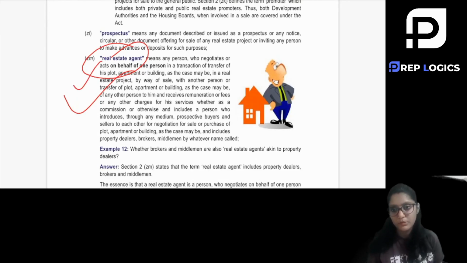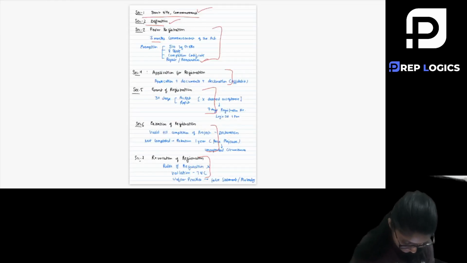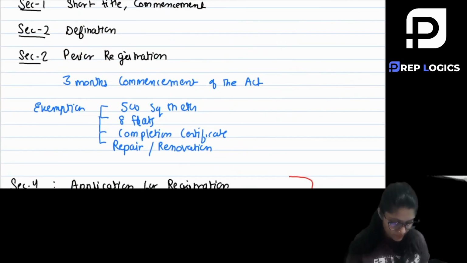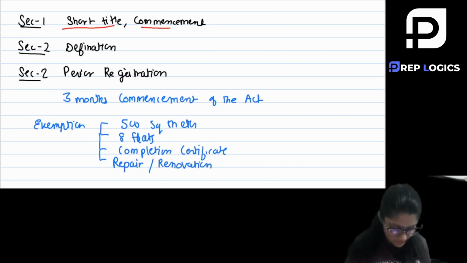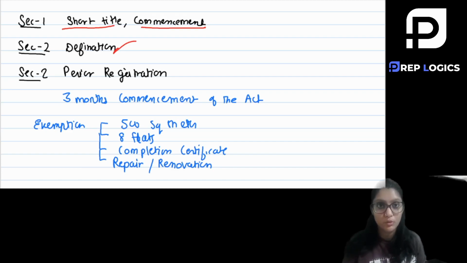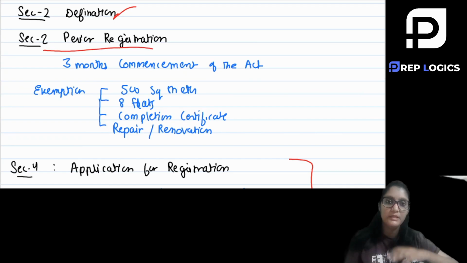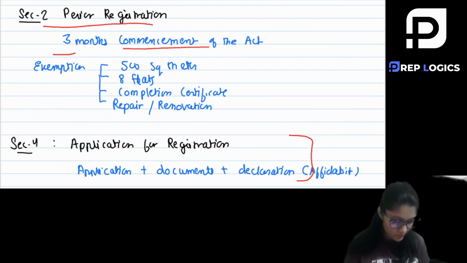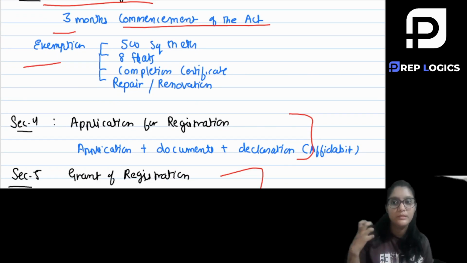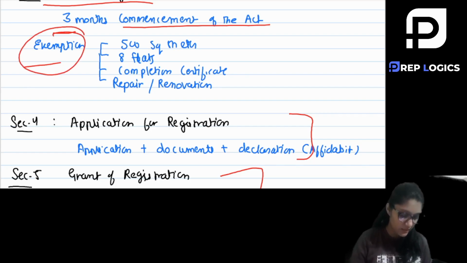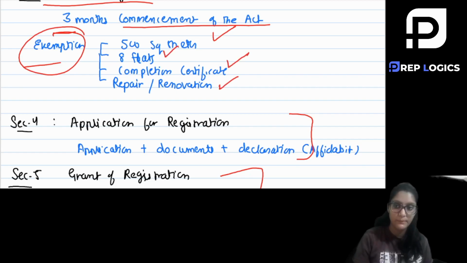Real estate agent, I have already told you, these are the middlemen. Now let us come over the main sections. Short title and commencement, I have already told you. Short title, the RERA Act, commencement of 1st May 2016. Definitions, we have already covered the important definitions that you needed to know for the commencement of this act. Now period of registration, we have already told you that each and every project needed registration 3 months from the commencement date. He needed to register themselves. Now what are the exceptions? How we are able to cover it so fast is because we have already covered it from the summary. Okay, exemptions are 500 square meter, 8 flats, completion certificate, and repair and renovation.